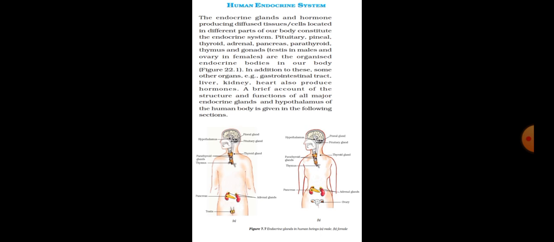A brief account of the structure and functions of all major endocrine glands and hypothalamus of the human body is given in the following sections.